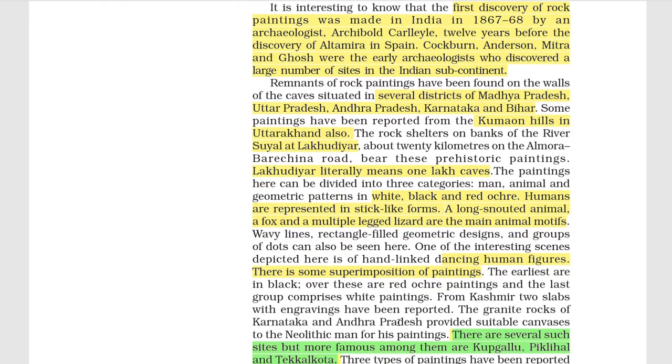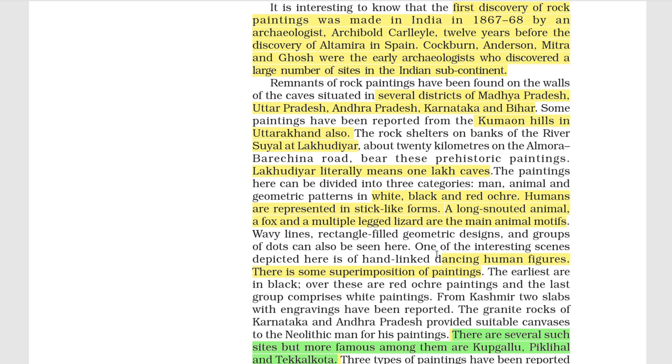When we observe the colors of the paintings, they were mainly white, black and red ochre. What is this ochre? It is a brown color, the color of red pots. Next, humans were also depicted. That doesn't mean exact paintings of human beings; human beings were painted in stick-like forms.